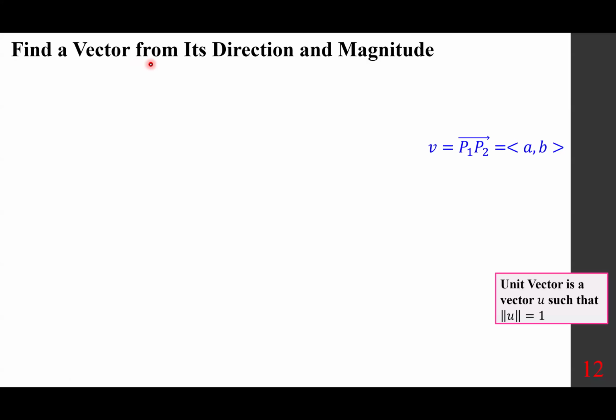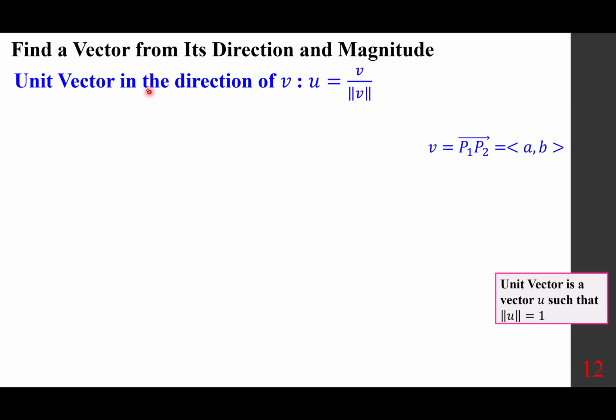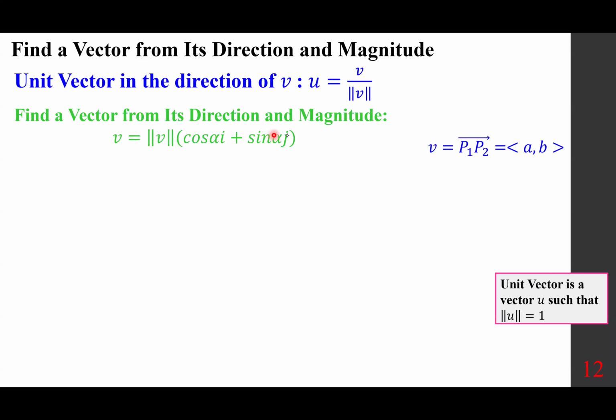Find a vector from its direction and magnitude, the vector P1P2 with components a, b. A unit vector is defined as a vector such that the modulus or magnitude is 1. So if you want to find the unit vector in the direction of v, all you have to do is find the magnitude of that vector and divide the vector by that. That means divide the components. So find the vector from its direction and magnitude.